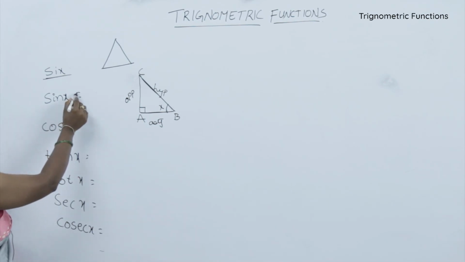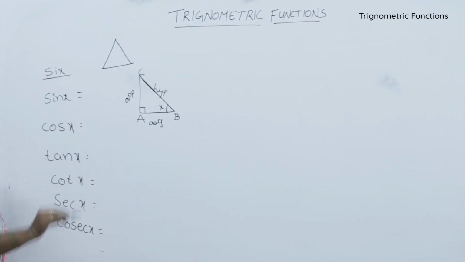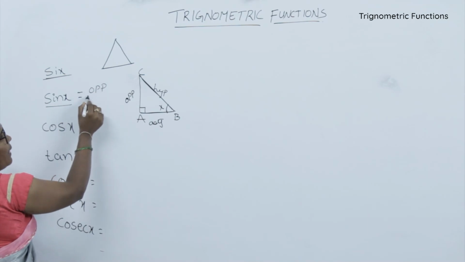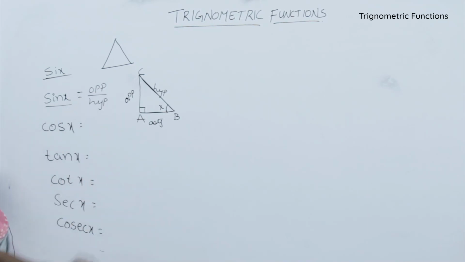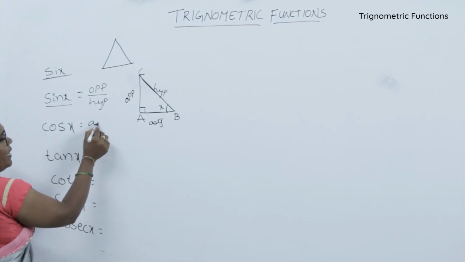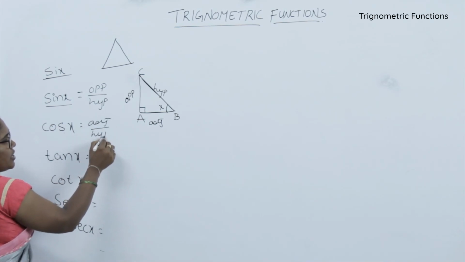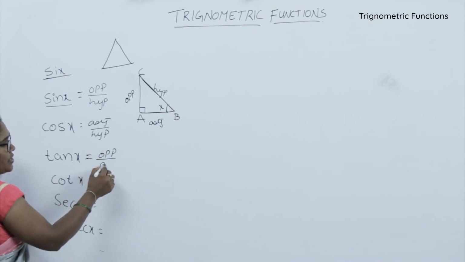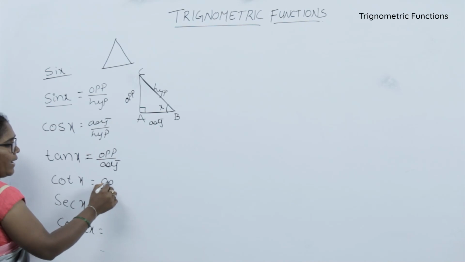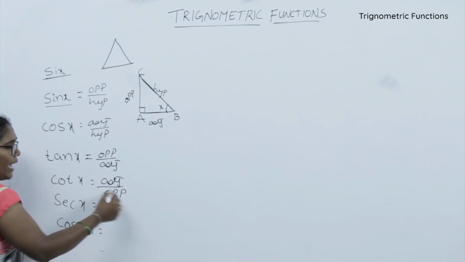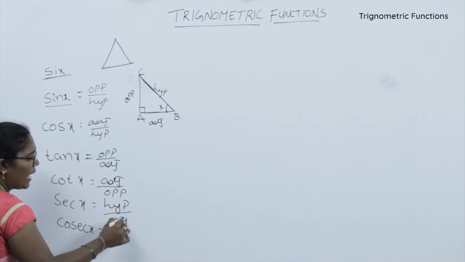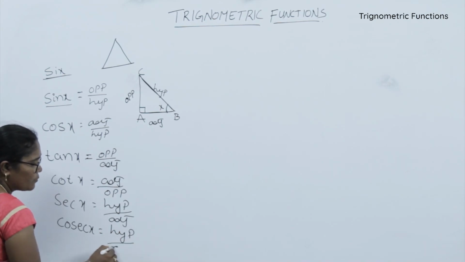Now we can define the trigonometric ratios. What is the definition of sin X? Sin X is defined as opposite side by hypotenuse. Cos X is defined as adjacent by hypotenuse. Tan X is defined as opposite by adjacent. Cot X is defined as adjacent by opposite. Secant X is defined as hypotenuse by adjacent, and cosecant X is defined as hypotenuse by opposite.